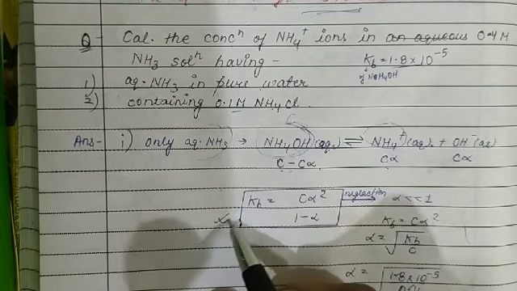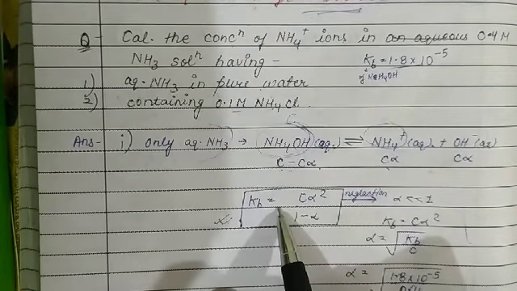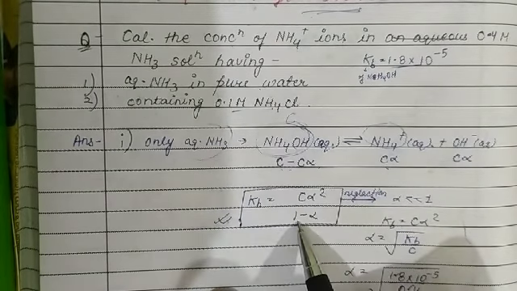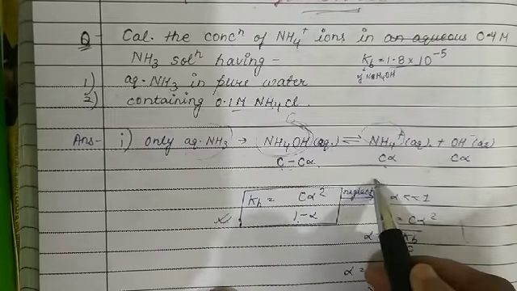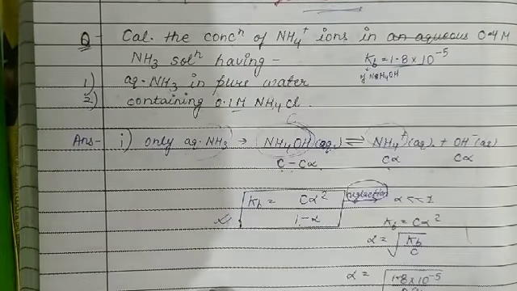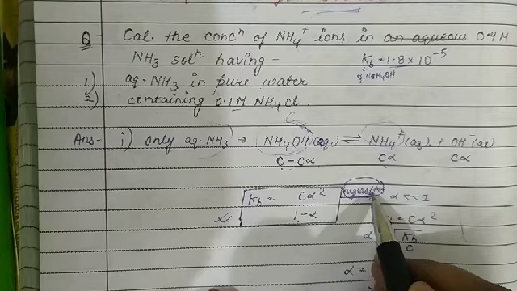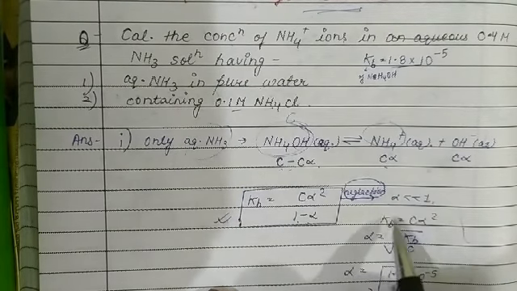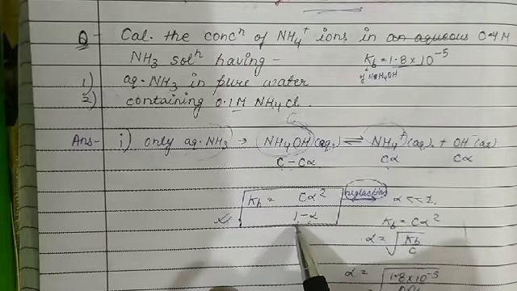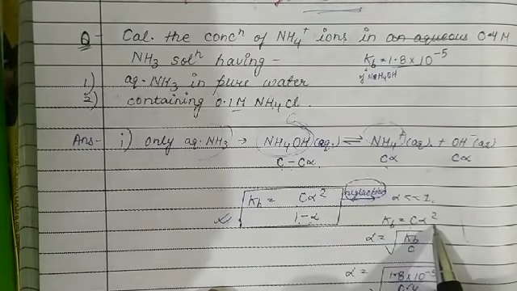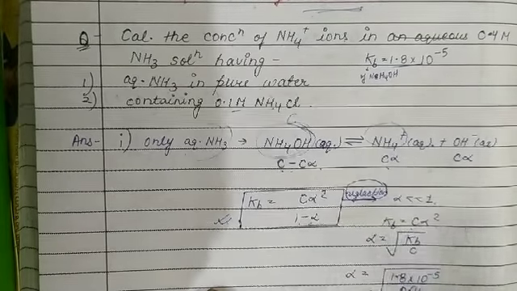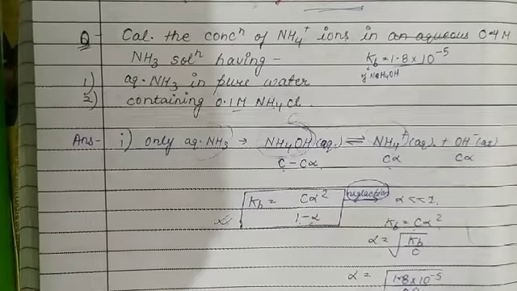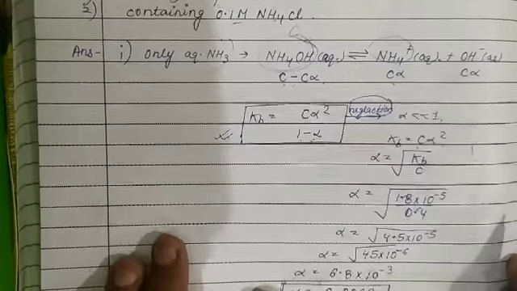Now we can write the value of Kb. The dissociation constant is C alpha square upon 1 minus alpha. As we have seen, we are using the neglection method. When we neglect, we take alpha much less than 1. So when alpha is neglected with respect to 1, Kb equals C alpha square. Now alpha will be under root Kb upon C. Now put the value of Kb and C.